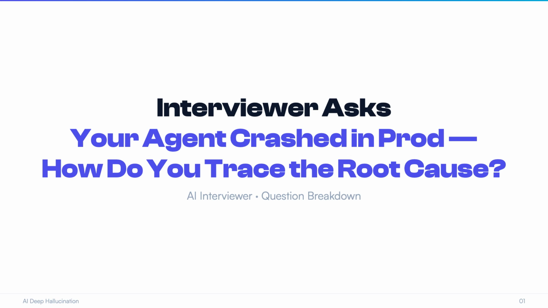Today's question, verbatim from the real interview: your agent breaks in production. What do you do first? What order do you work in? How do you trace the root cause? What the interviewer is actually testing isn't your knowledge of models, it's whether you've ever shipped an agent to production.